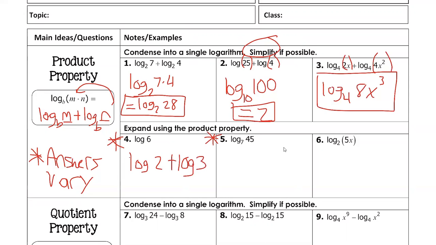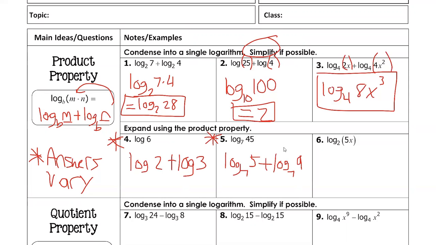Like you could kind of expand it into more than one logarithm. Same idea for number 5, you keep the same base, but 45 is the same thing as 5 times 9. Or there's other factors. You could do 15 and 3. You really don't want to do 45 and 1. I mean, usually that wouldn't really do much for you. You'd still have the same logarithm.